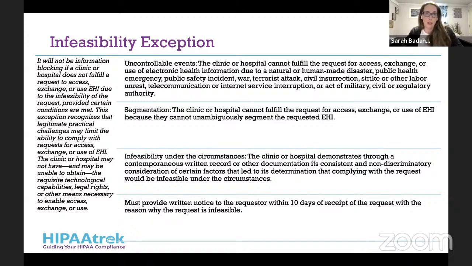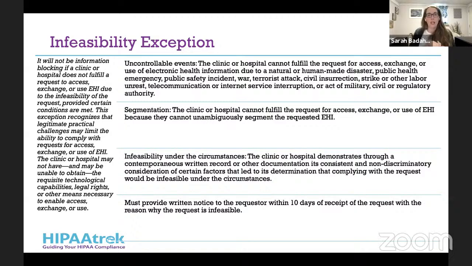What would not fall underneath the segmentation exception is if you scan in paper copies of dictated notes, which we see a lot of small practices do, and you get requests for information and you want to deny the request because you've scanned all the information in paper format. That would not fall underneath this segmentation exception. And again, if you're using the segmentation exception, you must provide the requester, within 10 days, the reason as to why you cannot fulfill the request.